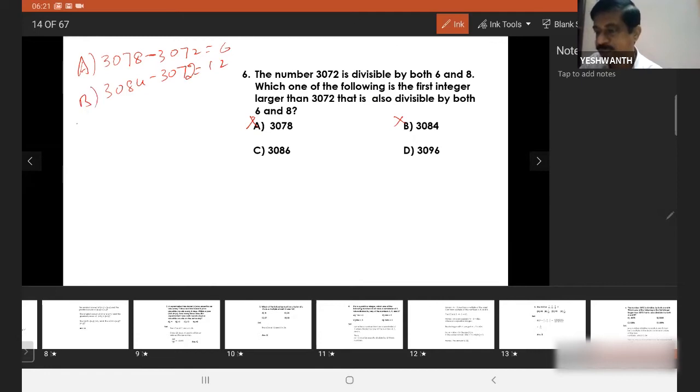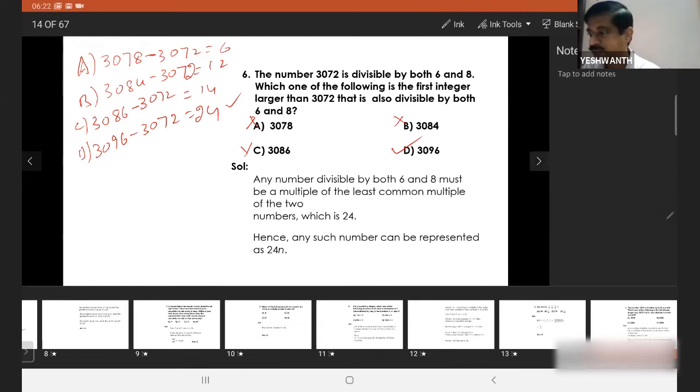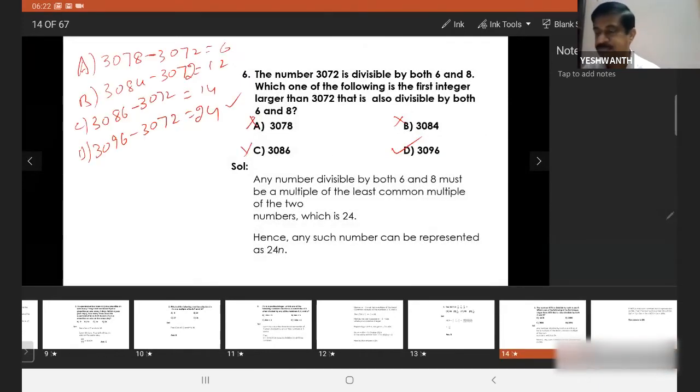3086 minus 3072, so this is again 14, not divisible by both 6 and 8. 3096 minus 3072, that is 24. 24 is divisible by both 6 and 8, therefore this is the option. Please note it fast. Quick.